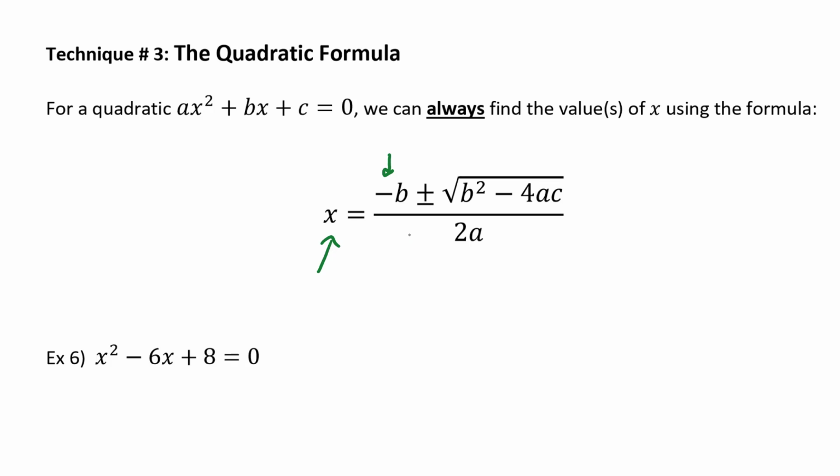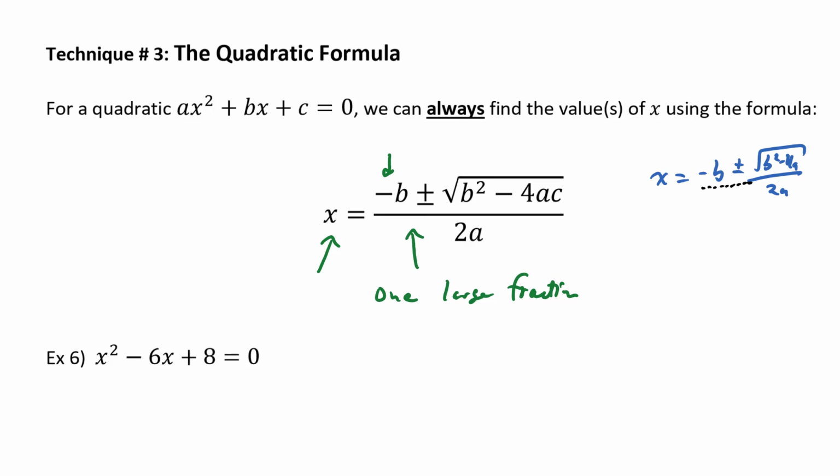Please notice, this is one large fraction, the whole thing. Sometimes what I see is students write b plus or minus the square root of b squared minus 4ac over 2a. This is incorrect. You need to extend that. That's a different equation than that. So make sure you treat it as a numerator over a denominator.